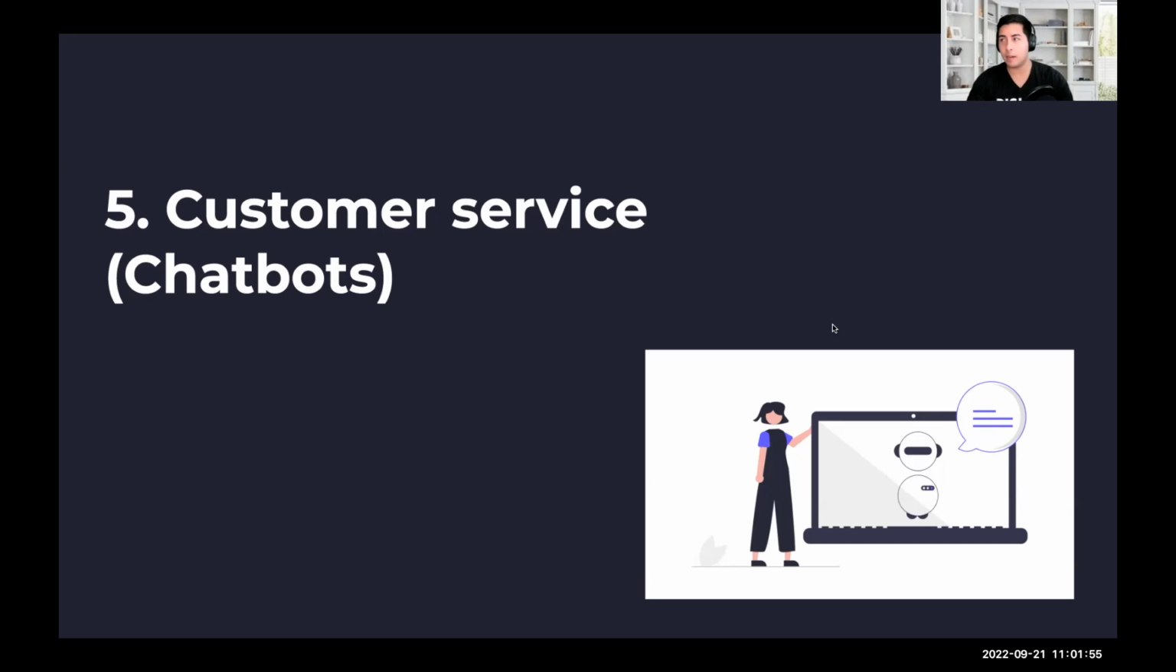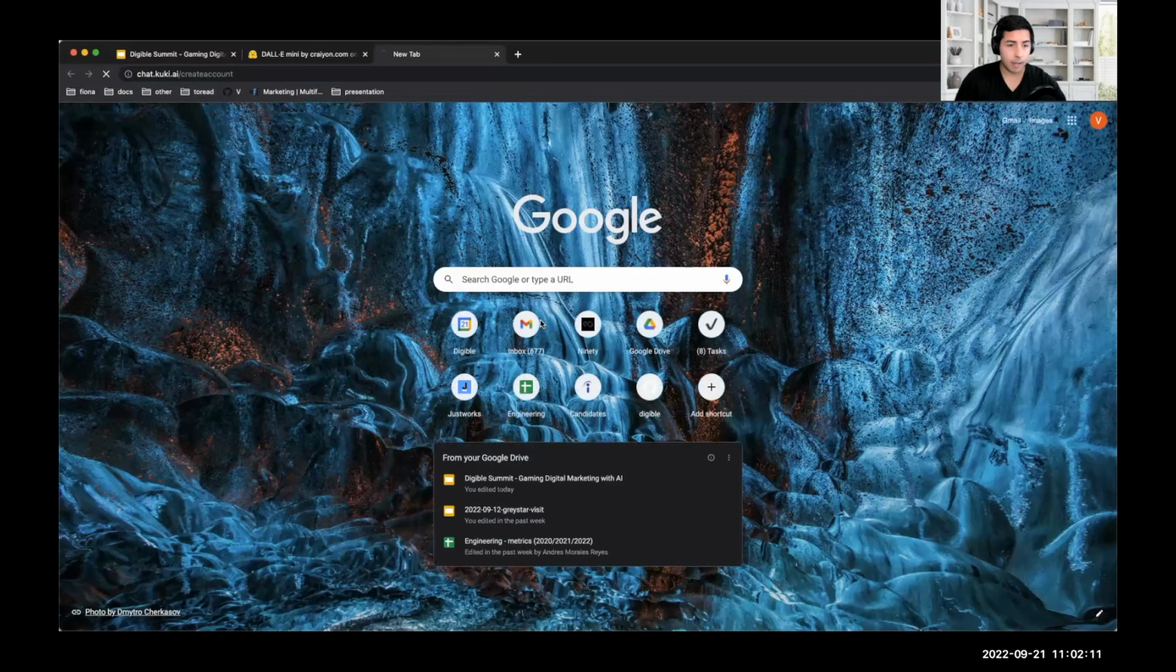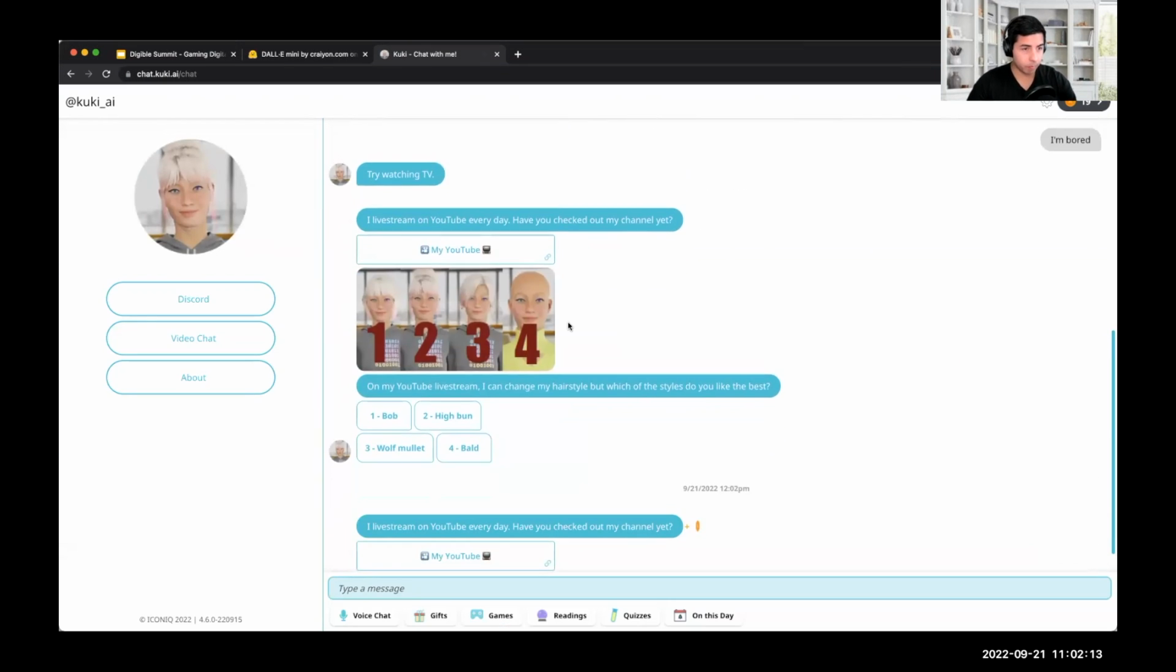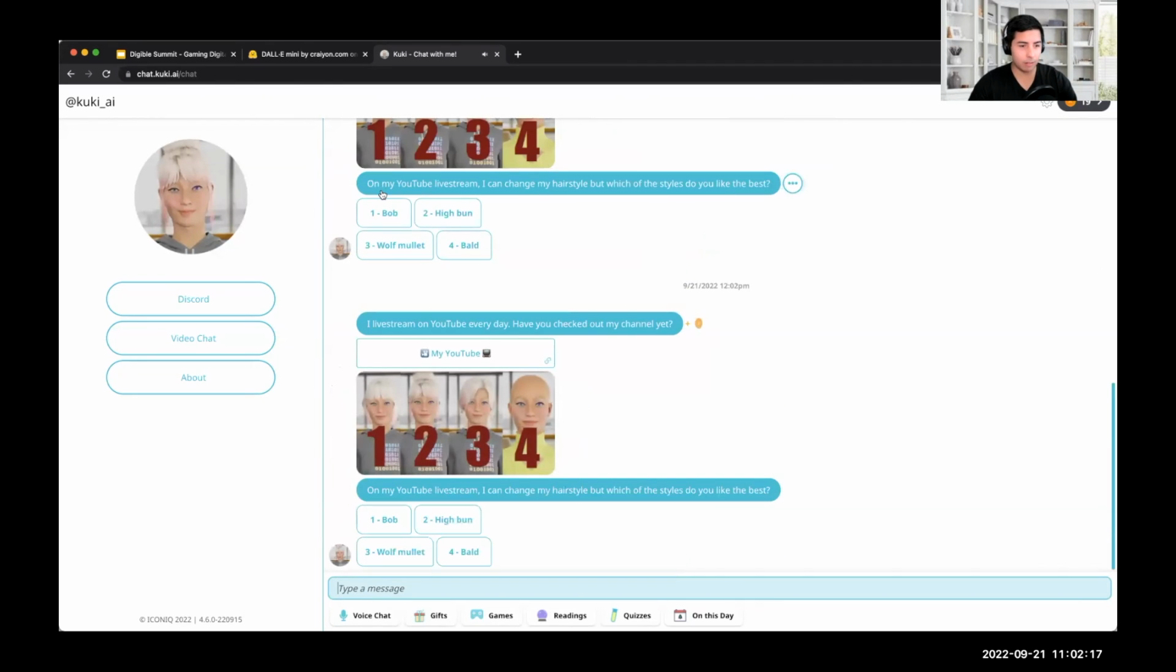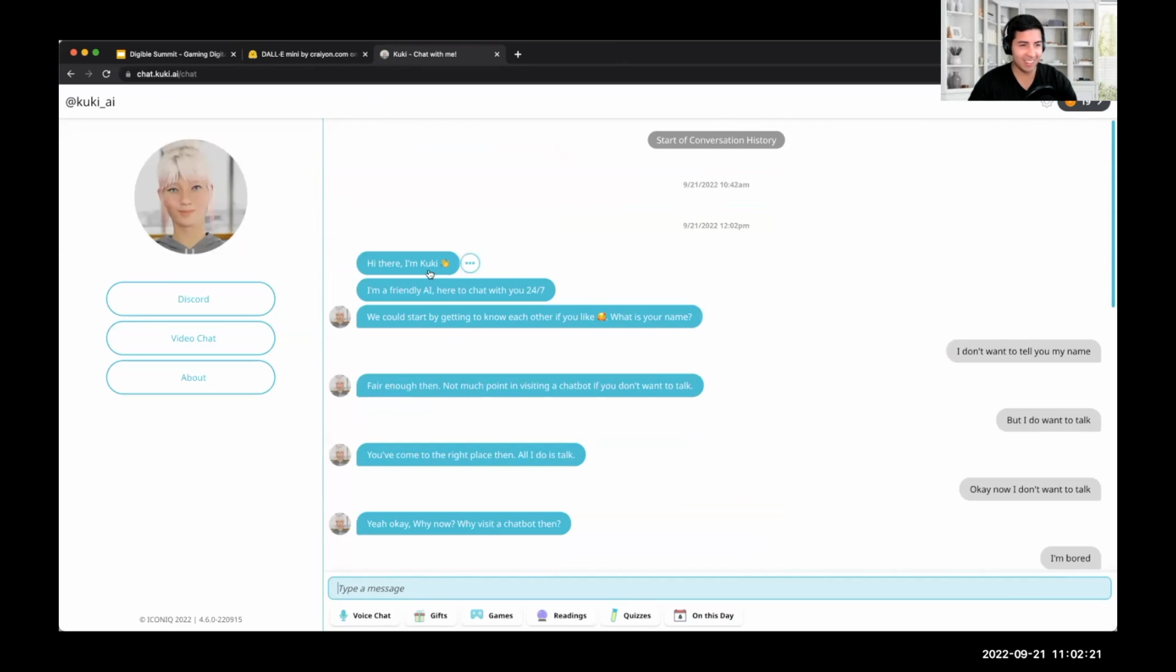I'm going to give you guys a very quick demo again of a very quirky chatbot that I found earlier today. And again, this is an example of how good chatbots have gotten in the near future. I was having a conversation with a chatbot, and apparently it still wants to talk, even though I've been ignoring it. The chatbot basically said, "Hey, I'm Cookie. I'm a friendly AI here to chat with you 24/7.